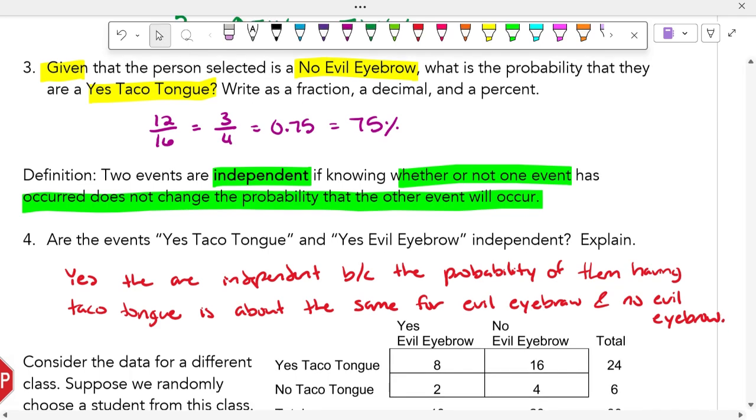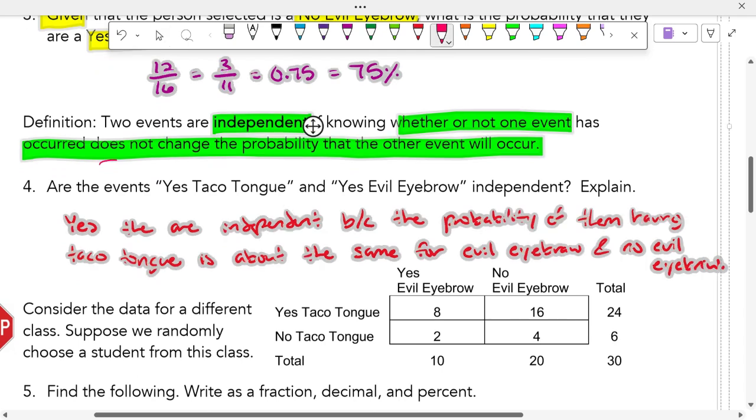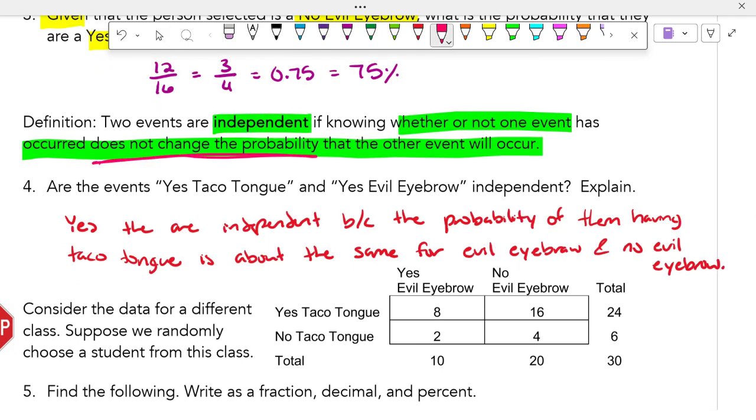So that's what it means to be independent. In other words, literally, the probabilities will not change. You have to test the probability of something happening knowing that something else will happen, and the probability that something will happen knowing that the other thing will not happen. You got to check both. And if the probabilities are about the same, they're independent.